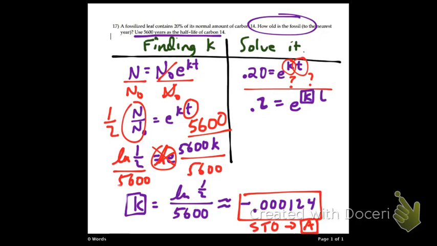Now we're trying to figure out how old the fossil is. When we take the ln of both sides, again the ln of the e cancels out, and then we're going to divide both sides by k.